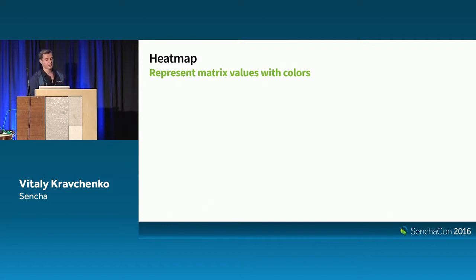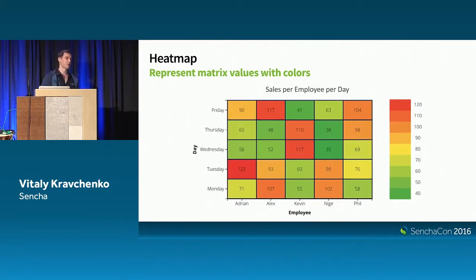So another component that we have is the heatmap component. It's a very popular type of visualization meant to render matrix values with colors. It additionally supports legends, something that we eventually will support for other components like the hierarchy components. So in this case, we render sales per employee per day, where the color of the tile corresponds to the performance of the employee on any given day.